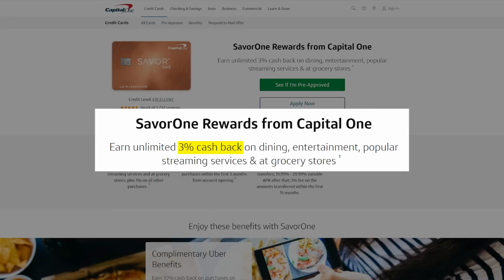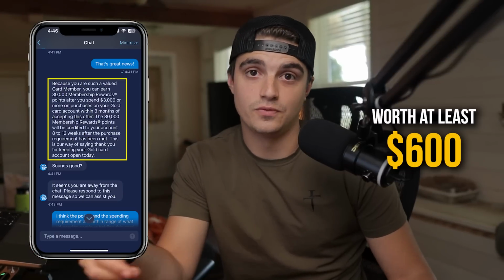the Saver One that only gives you like 3% cash back if you don't have the Venture X, of course, or another Venture card, I guess. But of course, you need to do the math for yourself. I also did just get a retention offer on this card for 30,000 Amex points, which to me are worth at least $600. So that covers the annual fee for over 2 years, which is why I can justify paying this annual fee.